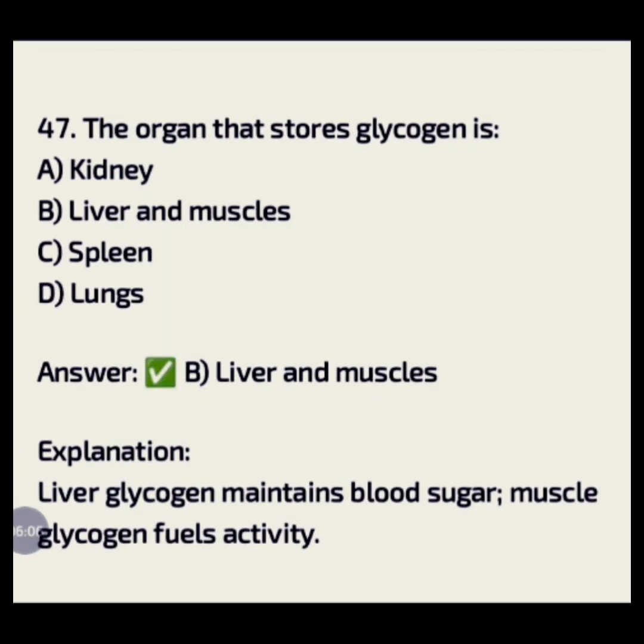The organ that stores glycogen is: option A, kidney; option B, liver and muscles; option C, spleen; option D, lungs. The correct answer is option B, liver and muscles. Liver glycogen maintains blood sugar level, and muscle glycogen fuels activity.